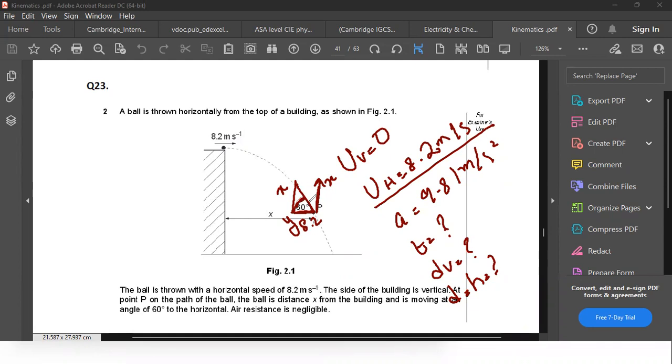Oh, okay, now I get it. You already know the horizontal part, because the horizontal part will not change. So you already know one component. You have your angle, you have your component, you just need to apply your trigonometric ratio. So wait, tan 60 degrees equals 6 upon 8.2, right? Exactly. Oh, okay, I thought you could only do that with distance.